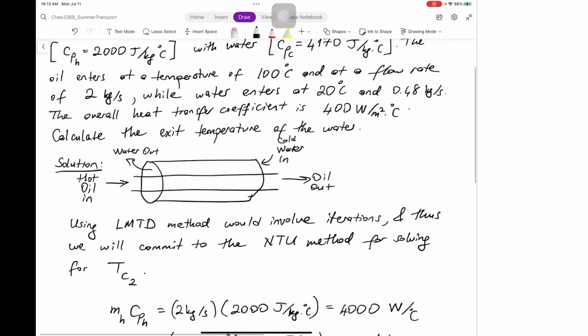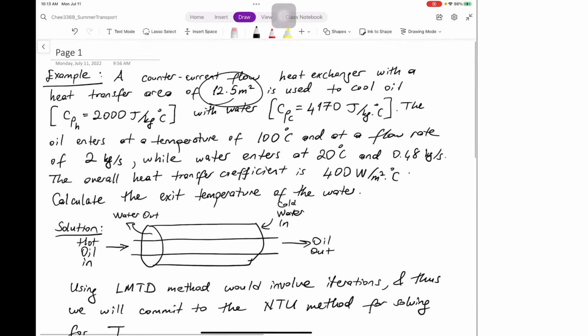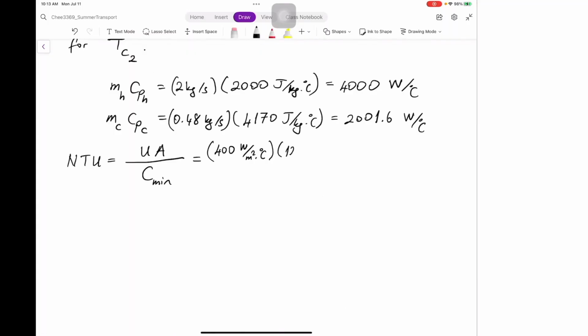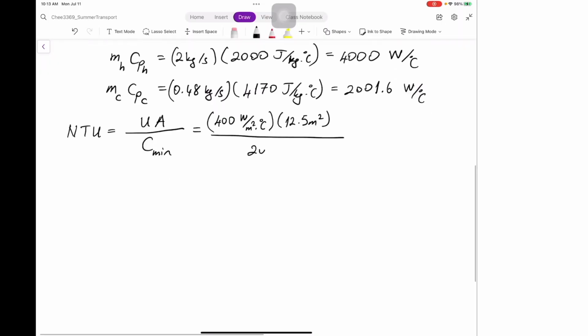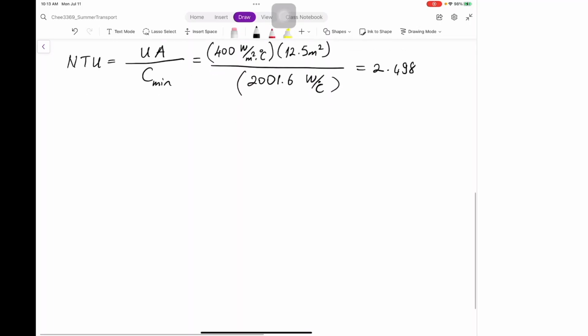And the area is given 12.5 meters squared divided by C min, which is the minimum of these two, which is basically this one, 2001.6 watt per degree centigrade. Okay, from here you should get something like 2.498. Okay, and now you can calculate the epsilon, without actually needing any temperature values, right?